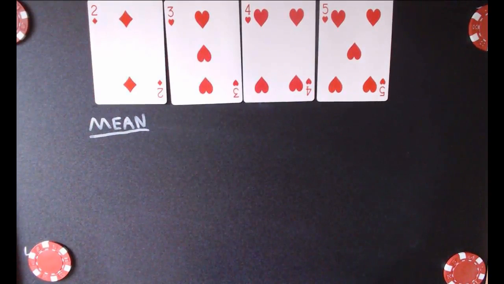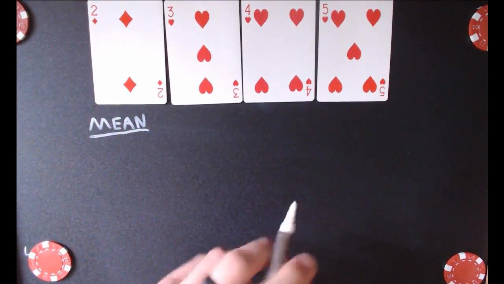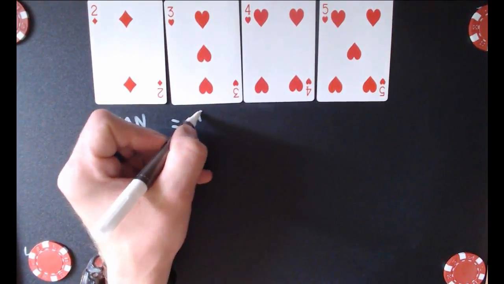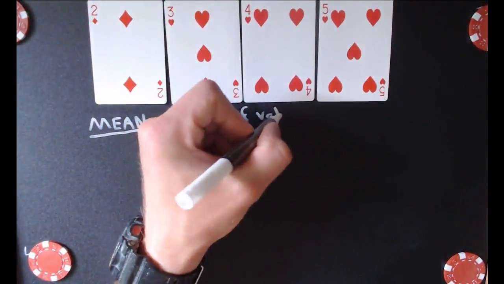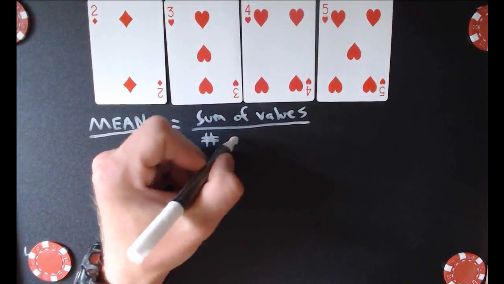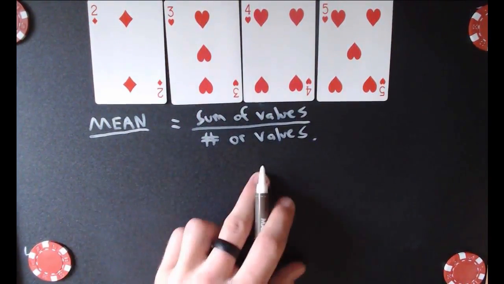If I want to calculate the mean of data, I simply add up the values and I divide it by how many there are. So the mean is equal to the sum of the values divided by the number of values. And you could write or word this in a few different ways.